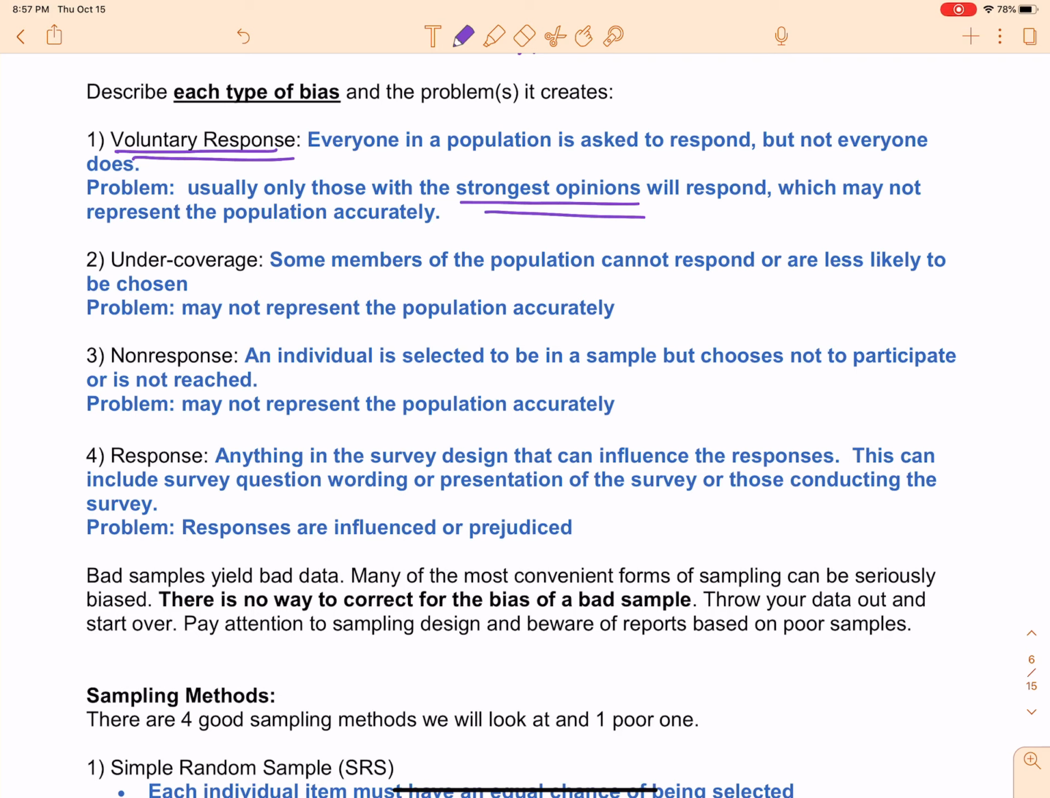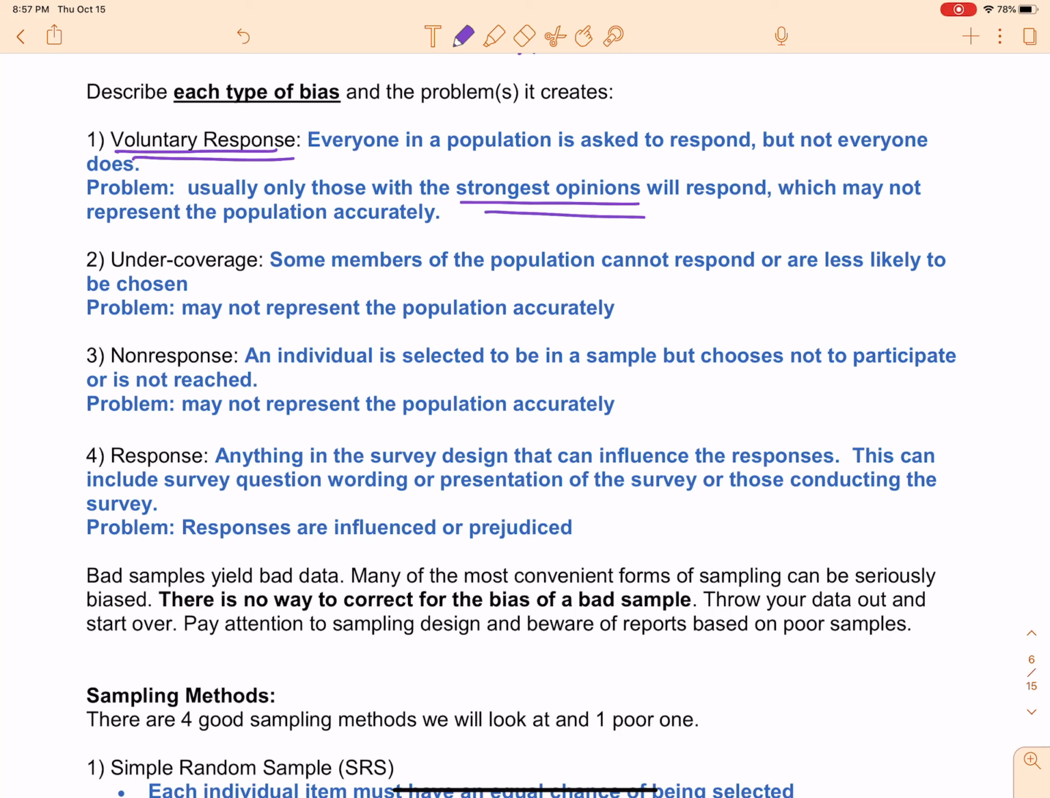Okay, undercoverage bias. Undercoverage means that for whatever reason, some members of the population are not responding or are going to be less likely to be chosen. For instance, when I first started this video, I talked to you about my 7th period. If I just chose them, well, that's undercoverage because my 7th period doesn't include all of the different types of kids there are at Colleyville Heritage. So that's going to be an example of undercoverage. And of course, it's not going to represent your population accurately.